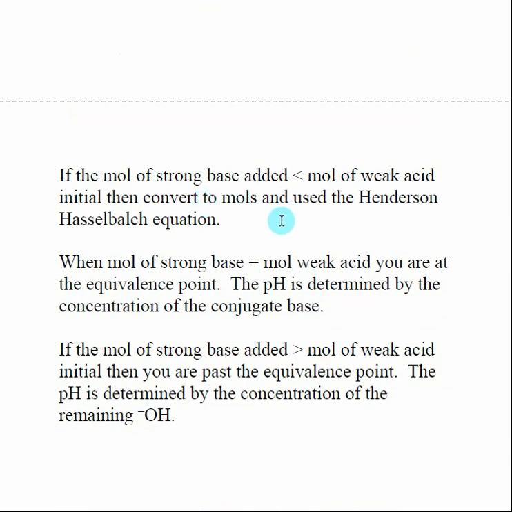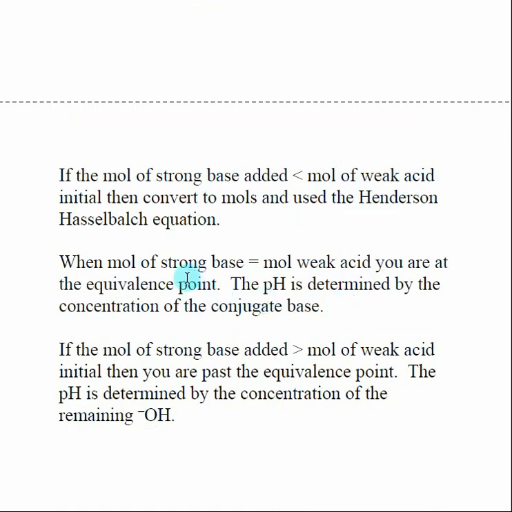So we want to do the subtraction, say how many moles of weak acid do we have remaining. We understand that weak acid is being converted into conjugate base. We find the number of moles of conjugate base, and then we plug in the moles of weak acid and the moles of conjugate base into our Henderson Hasselbalch equation.